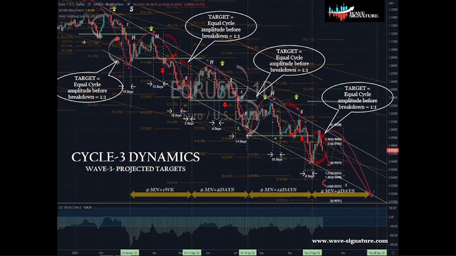All right, and the next dynamic in a cycle 3 that we want to look at are the projected targets. We already related this on the past slide.